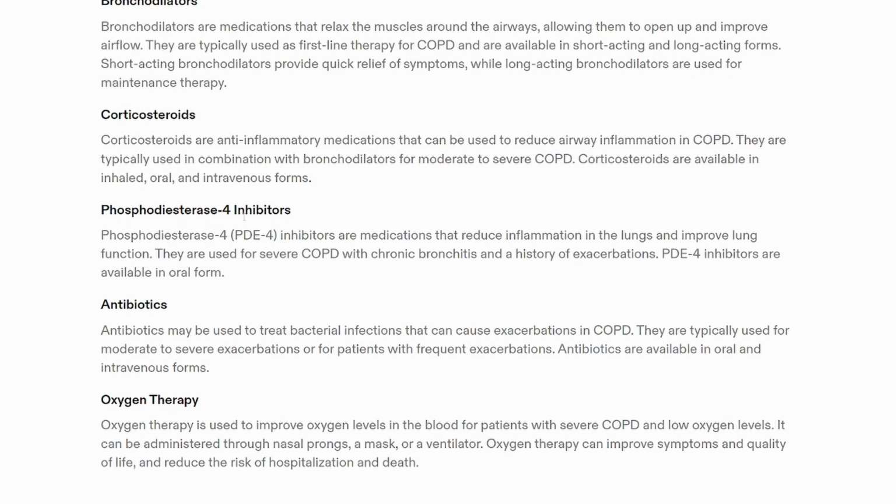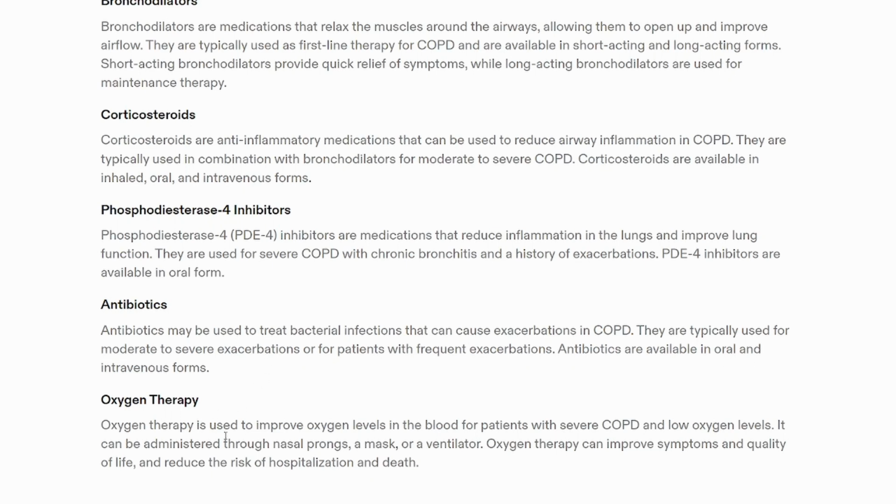Next one, phosphodiesterase 4 inhibitors. They help to reduce inflammation in the lungs and improve lung function. In severe COPD, these PDE4 inhibitors are available in oral forms. Antibiotics: if the person has COPD due to a bacterial infection, the person may need antibiotics. These are available in oral and intravenous forms.